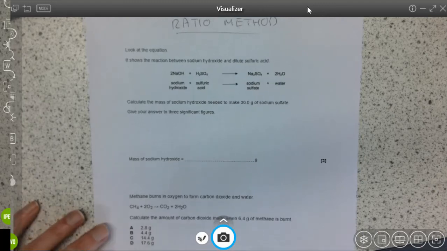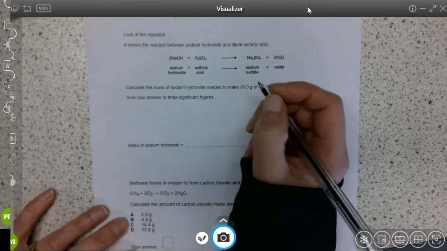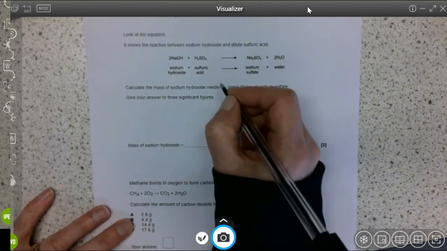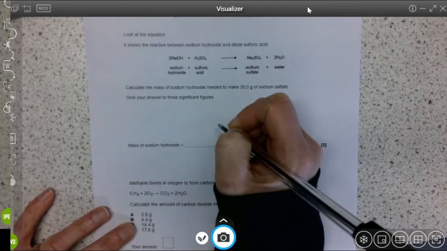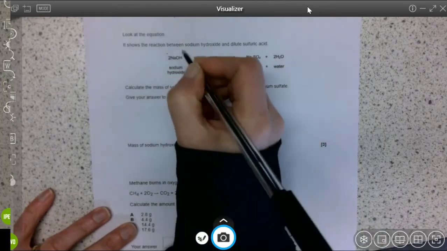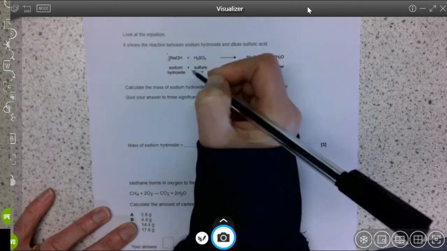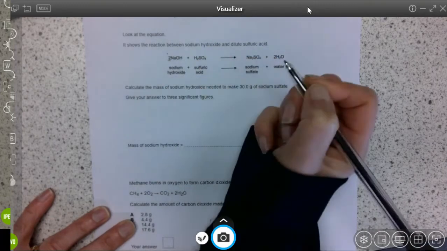So the ratio method, we don't need to know any formula. All we're going to do is look at the ratios of the relative formula masses in the question. So what I need to do here is work out, including the number in front of it, the relative formula mass of each chemical involved.